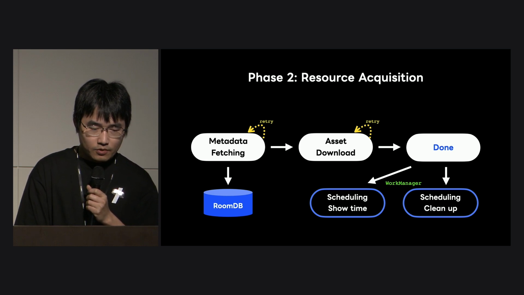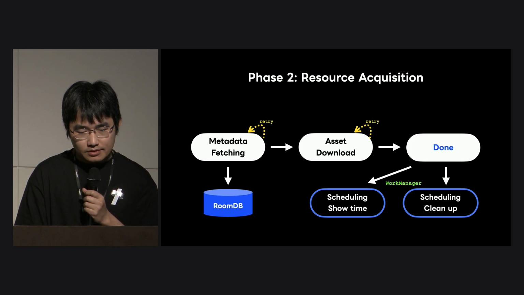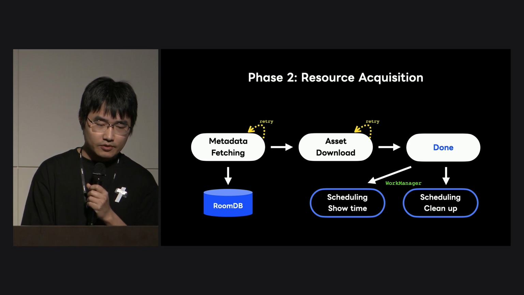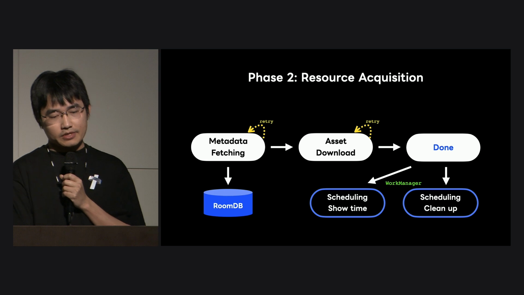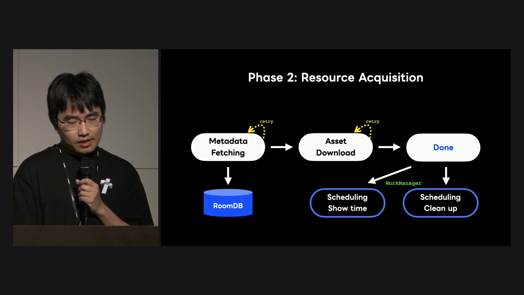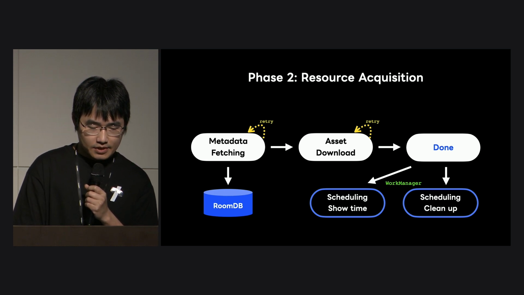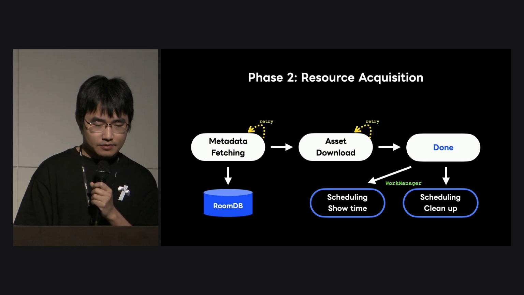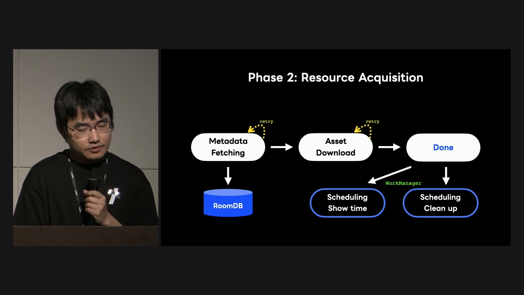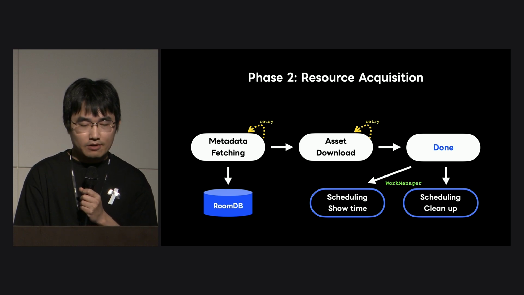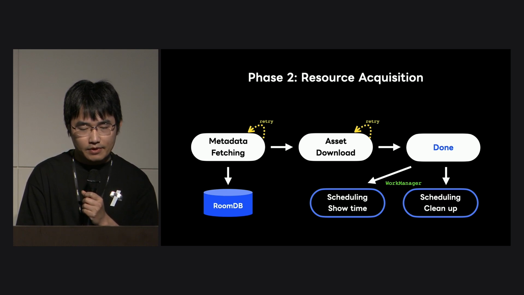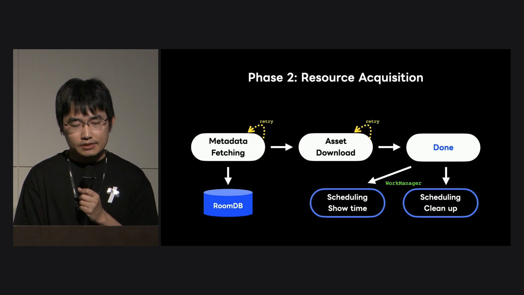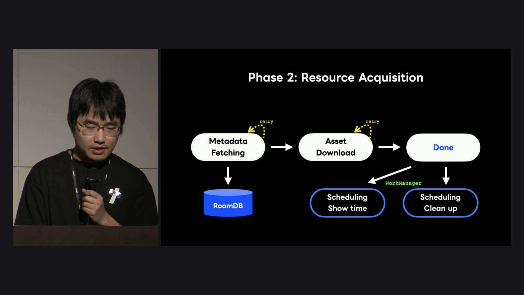Work Manager orchestrates sequential execution with smart scheduling. Room database serves as our reliable data store and tracks state as events progress. What makes this robust? Our structured approach. We don't rush into downloading the asset until we have confirmed metadata. And we don't proceed until everything is validated and stored.